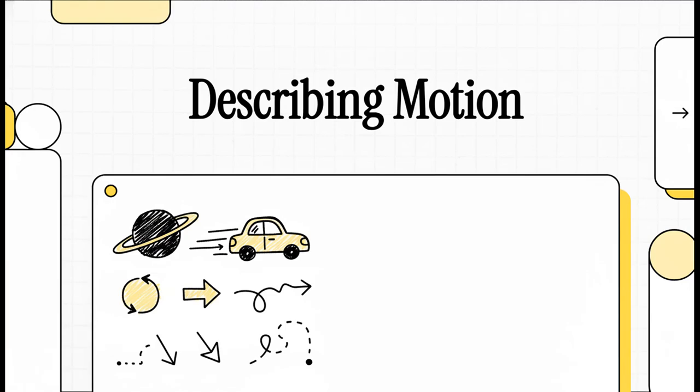Think about it. Pretty much everything around us is in motion. You've got planets orbiting the sun, cars on the highway, even the air we breathe. But how do we actually talk about all that movement in a way that makes sense? Well, today we're going to unpack the language of physics that describes how things move. Let's get right into it.